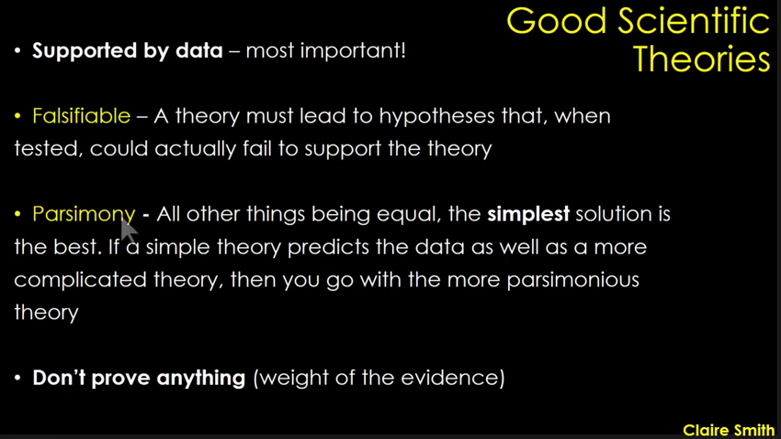And then good scientific theories have parsimony, which the definition is basically the simplest solution is the best. So if we have a simple theory that predicts the data as well as a more complicated theory, then typically you go with the more parsimonious or the more simple theory.